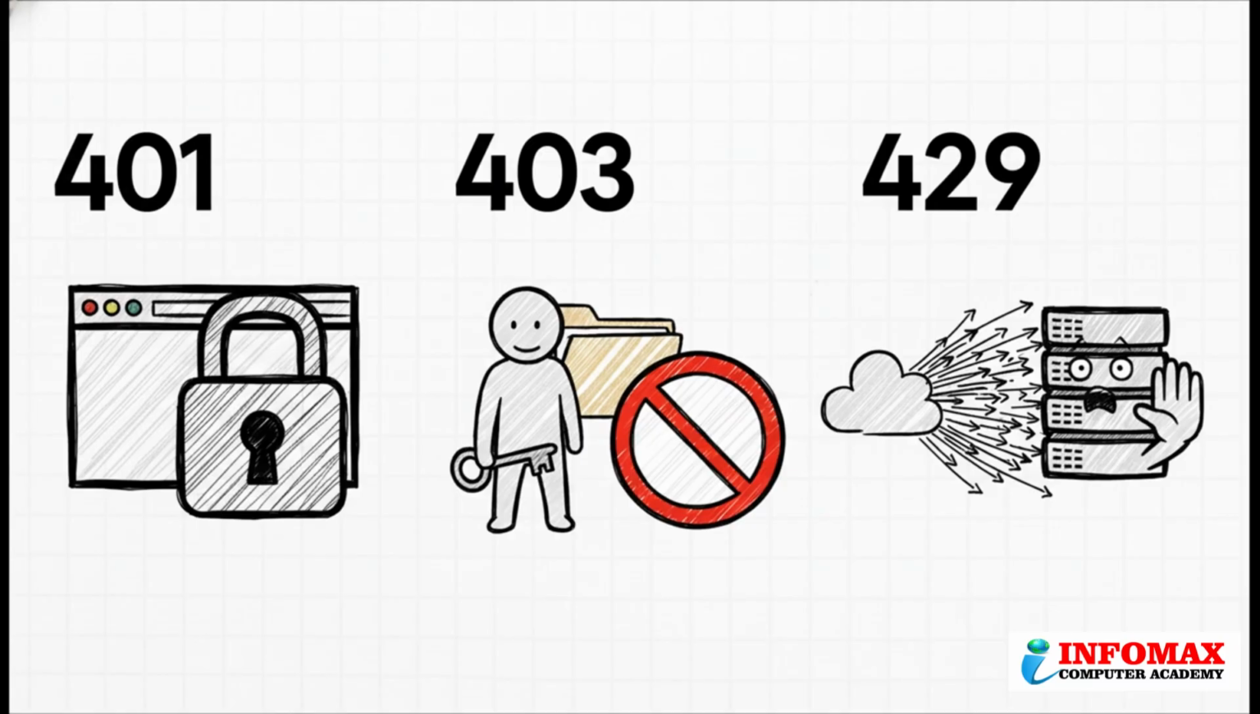And there are plenty of other your fault errors. A 401 unauthorized just means you need to log in. A 403 forbidden is even more frustrating. That means you are logged in, but you still don't have permission to see that page. And my personal favorite, 429 too many requests, is the website basically telling you to calm down and stop hitting the refresh button so fast.